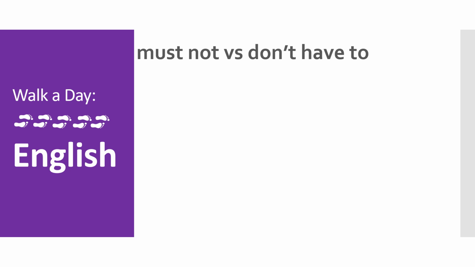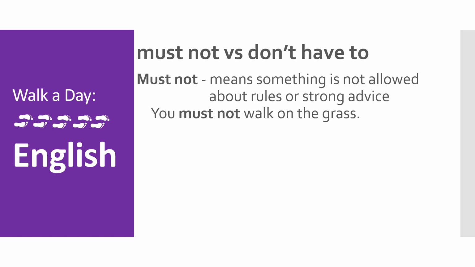So specifically, we're looking at must not and don't have to. Must not means that something is not allowed. So, for example, you must not walk on the grass, or I must not enter that area.